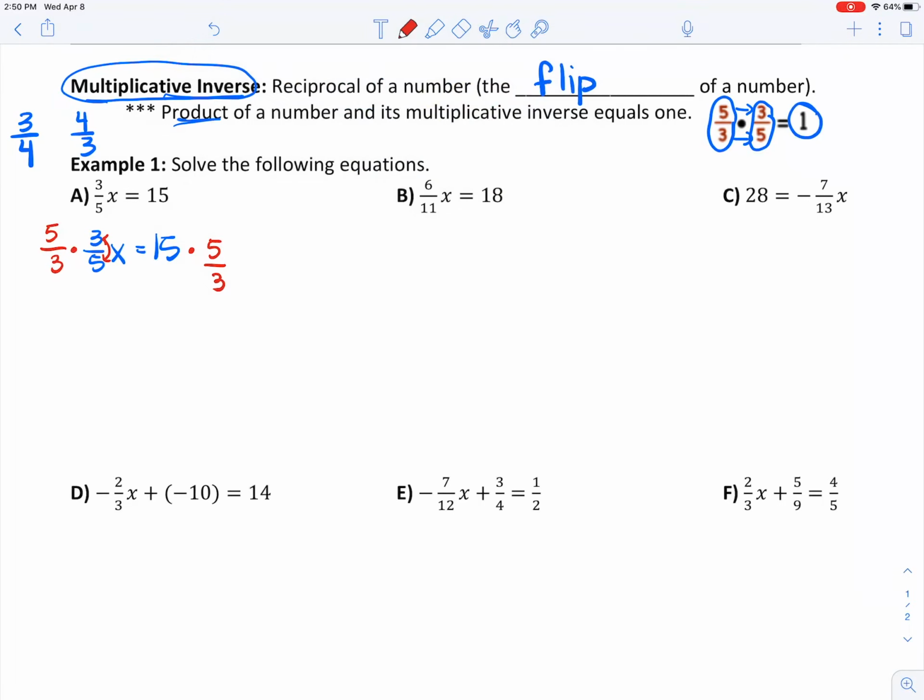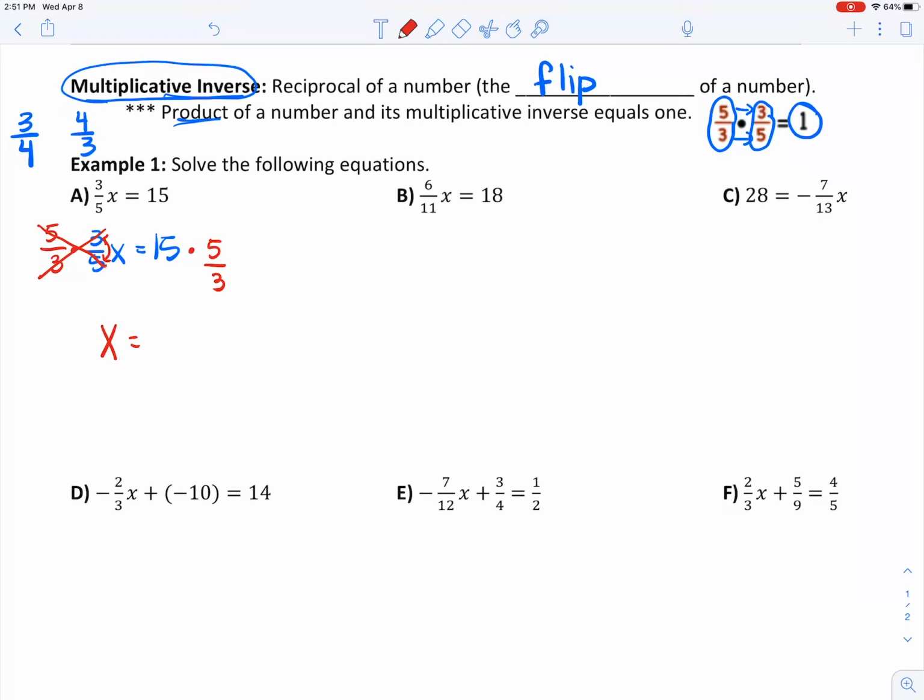All right, the cool thing about this is that these two fractions right here actually cancel. Because 5 times 3 is 15, 3 times 5 is 15. 15 over 15 is 1. So on the left side of our equation, we just have x.